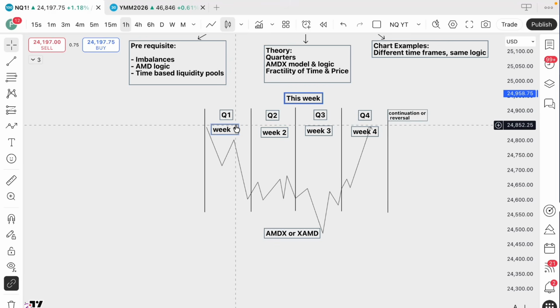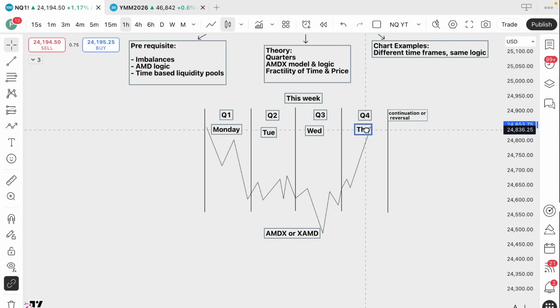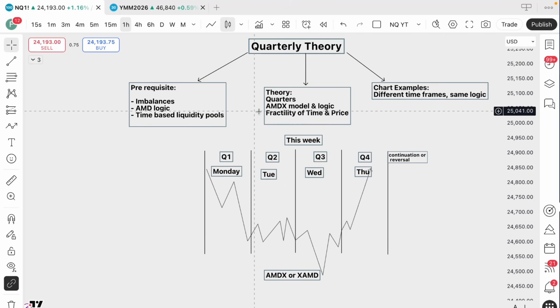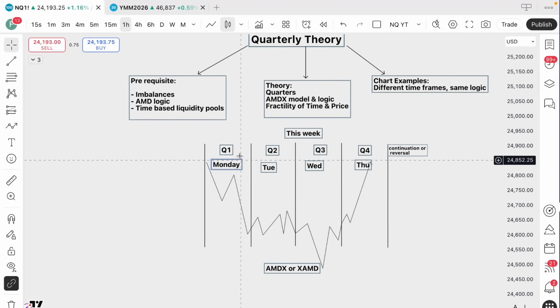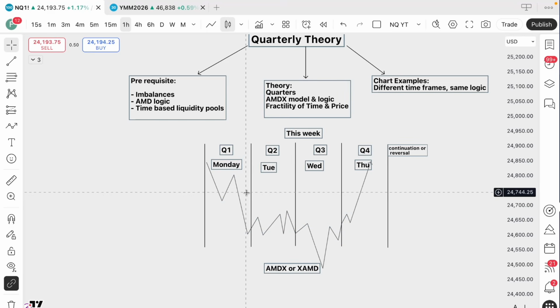All right. We apply the same logic. So divide the week into 4 quarters, and each quarter is what? A day. And we leave Friday out because Friday has its own purpose. All right. So this is the logic behind AMDX or XAMD, and the logic you apply for each and every single time cycle you decide. Now that we understood the logic, we can go on the chart.